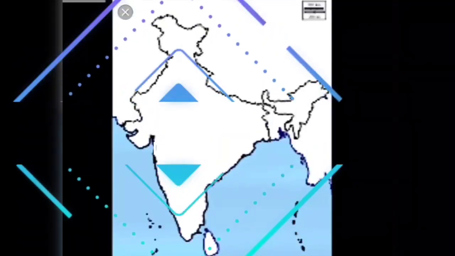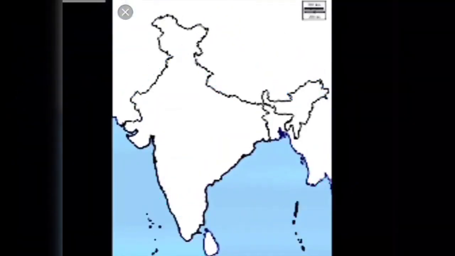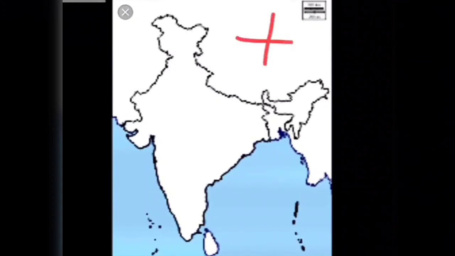In the India map, what places are given? First of all, when you get the map itself, we have to draw the direction. Okay, so this is the direction. The first one, north. Down, south. This area, west. This one, east. Everybody needs to note down this direction.